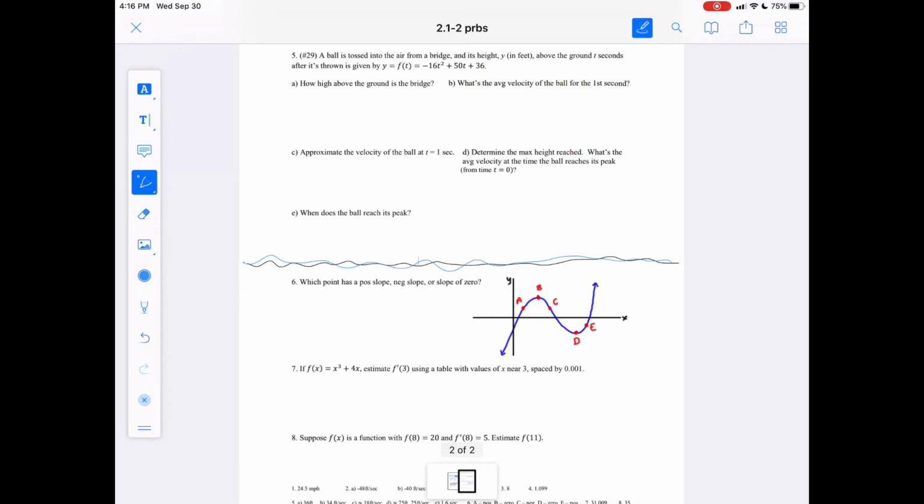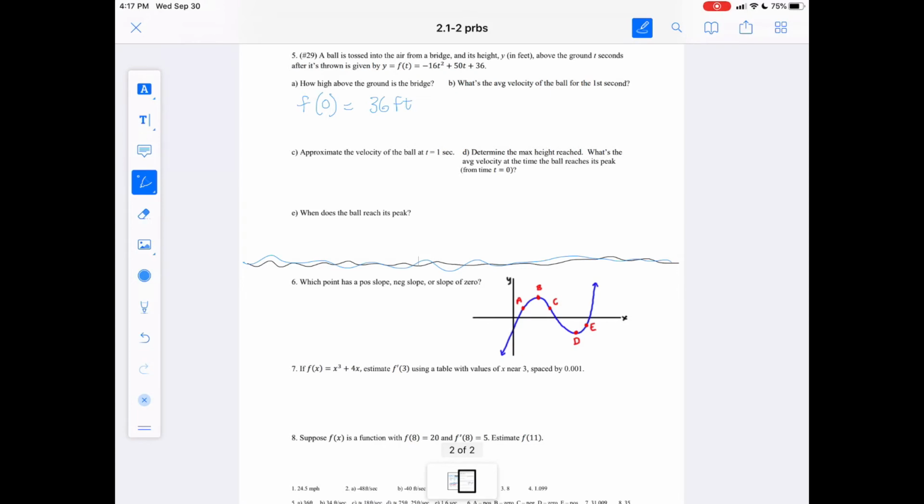All right, so we're just going to work through some of these. If we're given a ball tossed into the air from a bridge, and the height is in feet, it's y, above the ground. And so we are given that this function is negative 16t squared plus 50t plus 36. So that's the height, and t is in seconds. Here we go. How high above the ground is the bridge? So pretty much we want to figure out what f of 0 would be, right, before that ball is tossed. And if we look, that looks to be 36 feet.